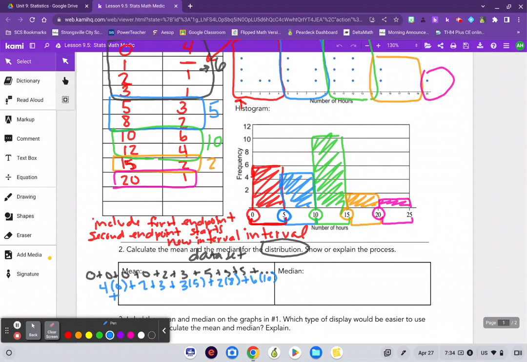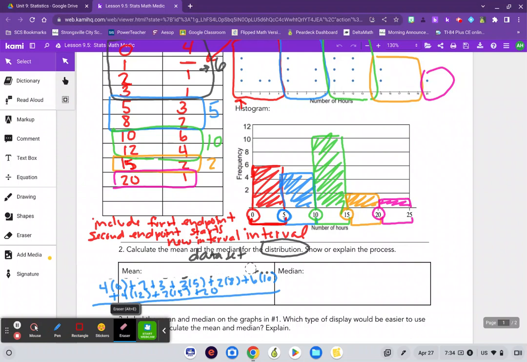Plus, I have 4 12s. Well, I definitely don't want to have to write 12 out 4 times. Plus 2 15s, plus 20. And so you can do what I started to do in black, but to be quite honest with you, I just feel like that takes a little bit more time. And so I'm going to go this route where I can shortcut it and write things out as multiplication.